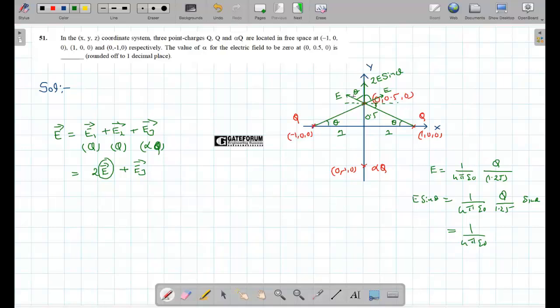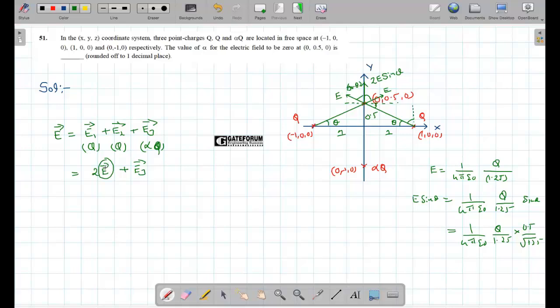What about this angle? If E is in this direction, this angle will be 90 minus theta. That also will be 90 minus theta, right? So this will not be theta, this will be 90 minus theta. So this is cos of 90 minus theta, that will become 2E sin theta. So this is Q upon 1.25 into 0.5 divided by root of 1.25. Okay, so this is E sin theta.